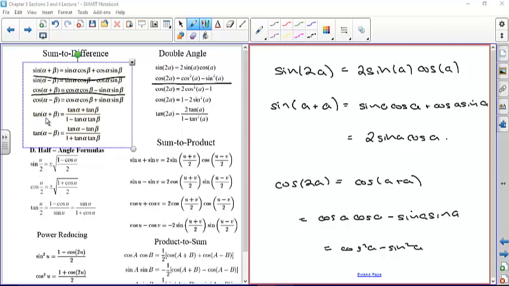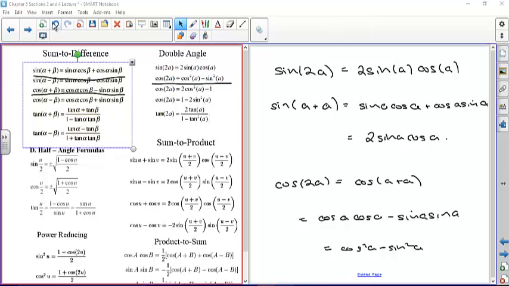Now, same thing here. Tangent of 2a is going to be tangent of a plus tangent of a, which is 2 tangent of a. And you get 1 minus tangent of a times tangent of a, which is tangent squared of a. So that one obviously works.